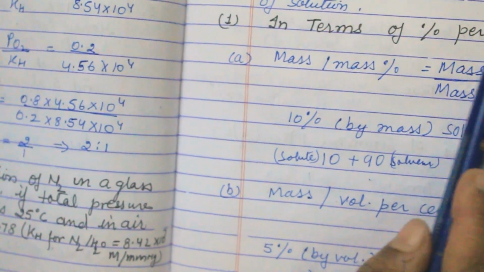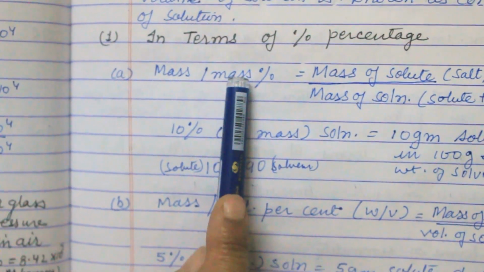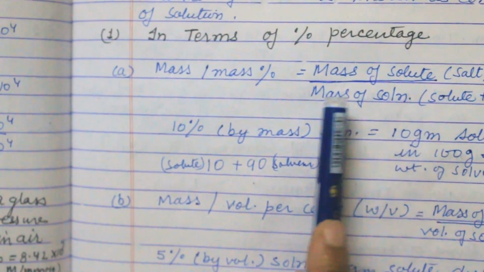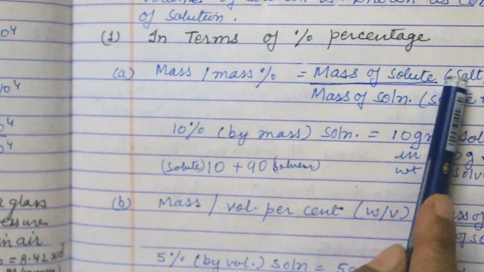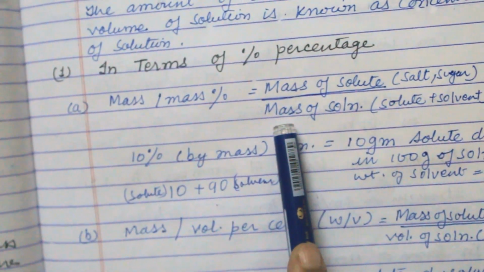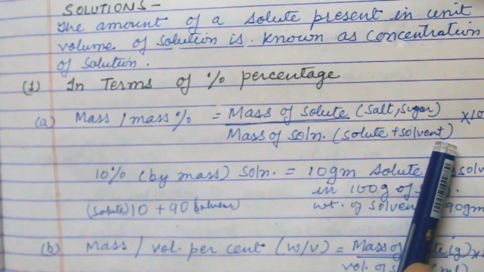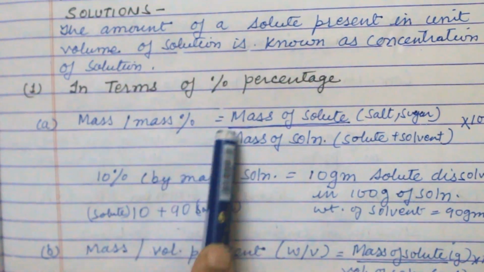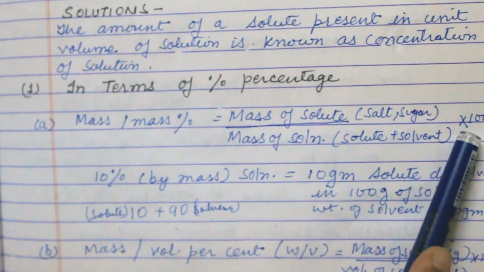So in terms of percentage, mass upon mass percentage is the mass of solute over the mass of solution. That is, the mass of solute is salt or sugar, anything it can be, and the solution is what? Solute plus solvent, multiplied by 100, because we have to find the percentage. Percentage means 100.